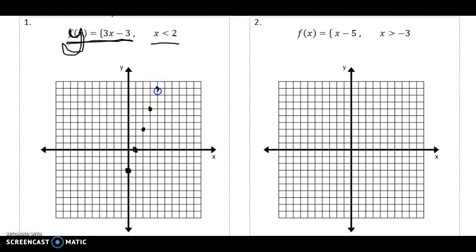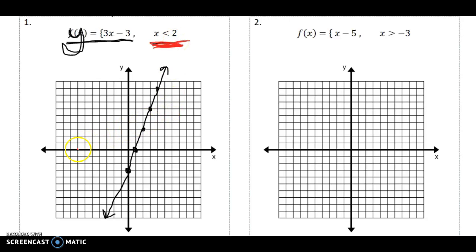Once you have a couple dots on there and you're feeling confident with the shape of your graph, we can go ahead and draw in our line. So here is my line. This is very similar to the lines that we are used to looking at, but what makes it a piecewise function is when I start to focus on this domain. Now this domain tells me that I want x's that are less than 2.